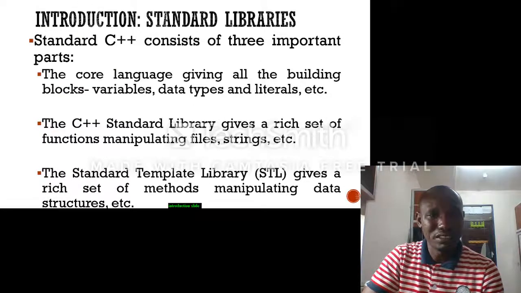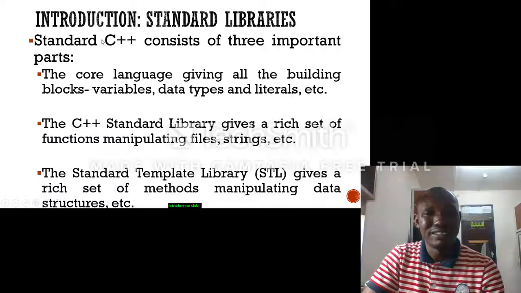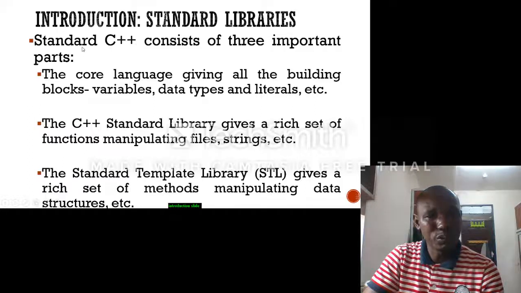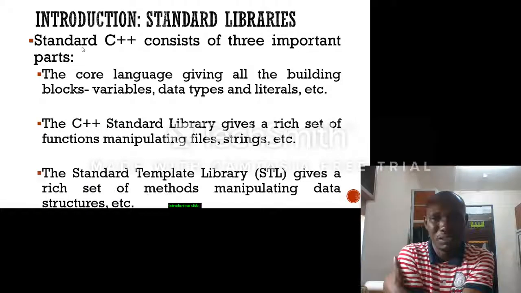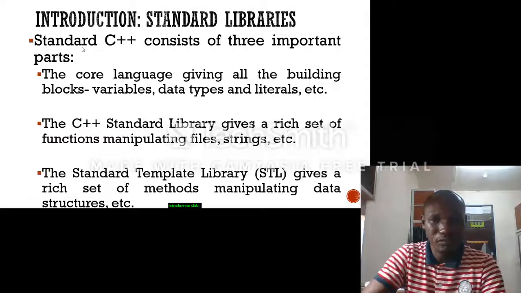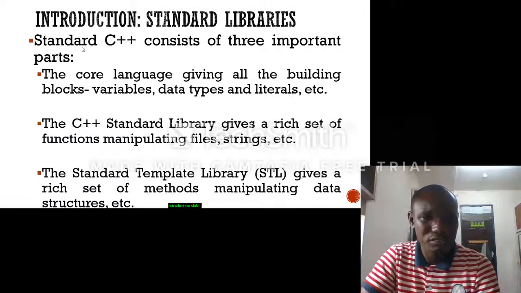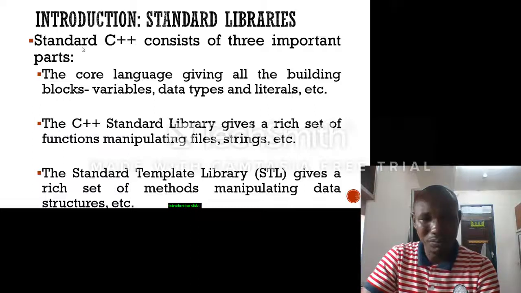Let's look at the standard library. Standard C++ consists of 3 major parts: the core language itself, the C++ standard library, and the STL. The core language gives all the building blocks: variables, data types, and literals, where we normally code C++. Then the C++ standard library gives a rich set of functions for manipulating files, strings, and many others. Then, of course, the last is the Standard Template Library, STL. This one normally gives a rich set of methods for manipulating data structures, among others.